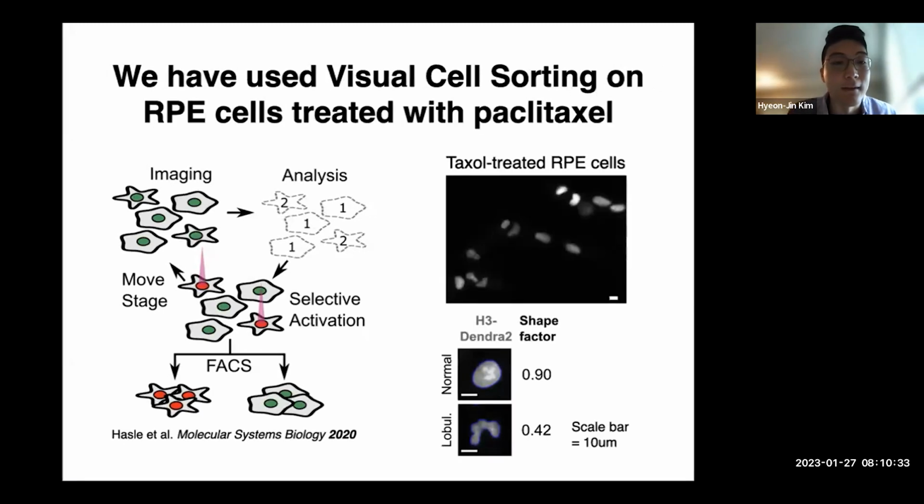And one of the examples that we have in the paper, one of the applications, is that we have used visual cell sorting on RPE cells treated with paclitaxel. So when you treat the RPE cells with Taxol, some cells maintain their normal shape, but some cells exhibit this lobulated phenotype. So in the paper, Nick sorted normal and lobulated cells and did single-cell RNA-seq on them. And if you're interested, you can check out the paper.